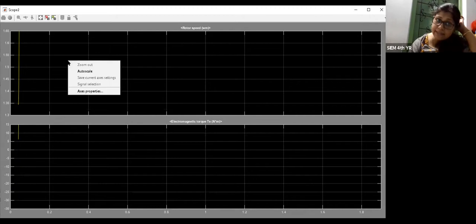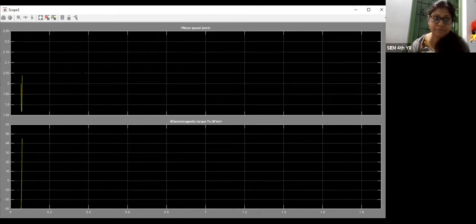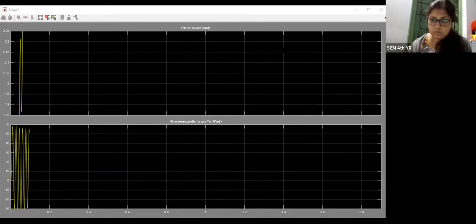Okay, so you can see that the simulation method I want to change. That is in the model configuration parameters. I'm selecting ode23s, then ode23tb. That is another thing I want to change in the model configuration.